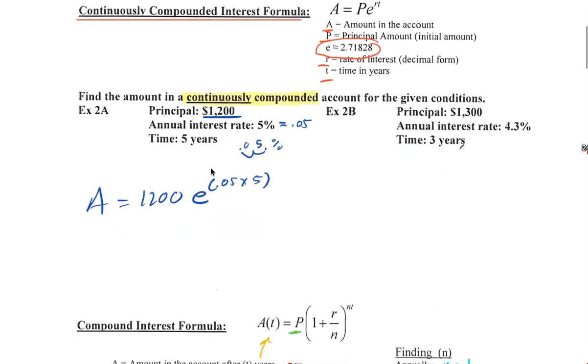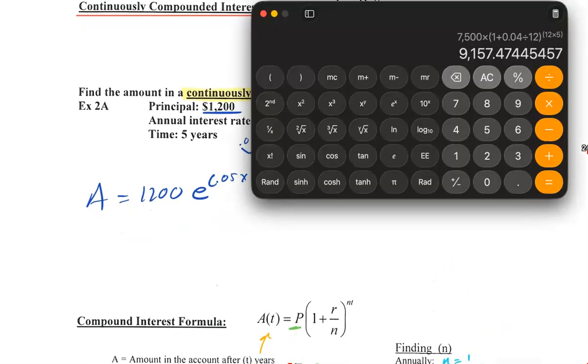So that's the formula. Let me bring up my calculator. So we're going to do 1,200. Let's all clear this. 1,200 times E. So remember, mine's a little funky. I have to type that thing first. So parentheses, let's put the power first with this calculator, times 5 years.